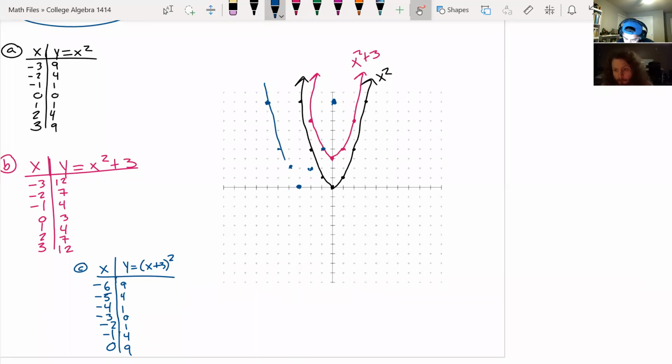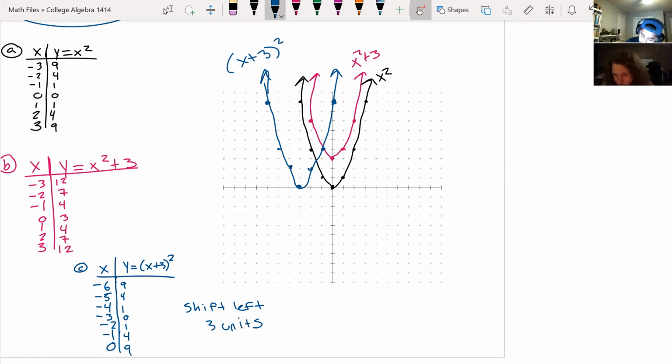And here is the graph of our horizontally shifted x squared function. So this one is x plus 3 squared. So this said shift left 3 units. And this one was shift up 3 units.